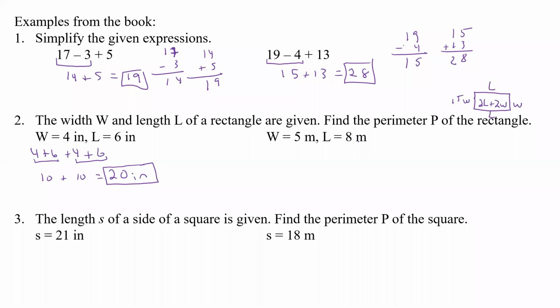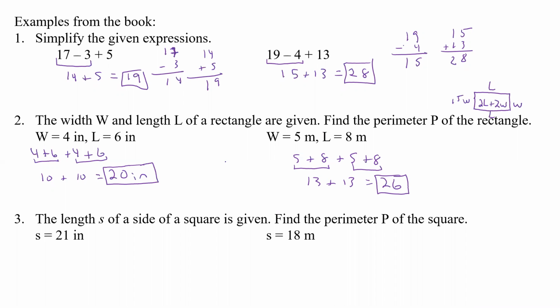Okay. Well, what about this one? It's going to be the same thing. We're going to start here with the width, so it'll be 5 plus 8 plus 5 plus 8, going the width, the length, the width, the length. And then again, because those two are the same, that'll be 13 plus 13. Well, 13 plus 13 is 26. Okay.